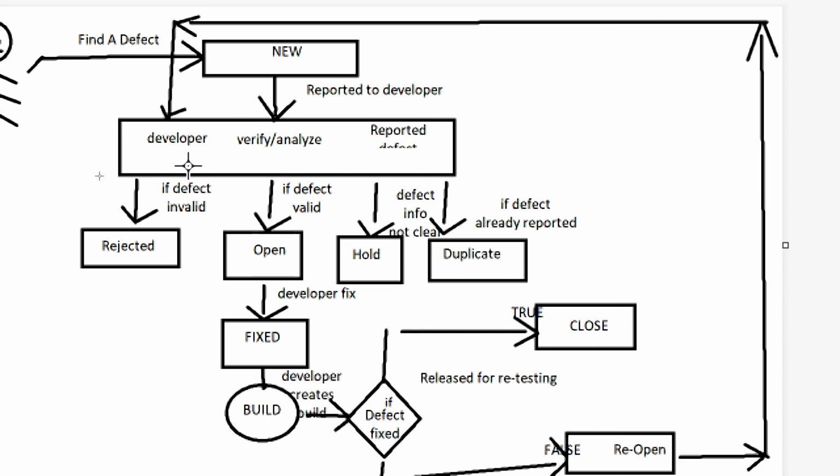If the defect we raised is invalid, the developer is going to reject it, because it is an invalid defect. If the defect is not clear on the requirements and what you found and updated to the developer, he will keep the defect on hold, because you are not providing proper information about the defect. If the defect is already open, he will consider it a duplicate and will not do the workaround again. In this way we have to explain in front of the interviewer if he asks about these defect related concepts.